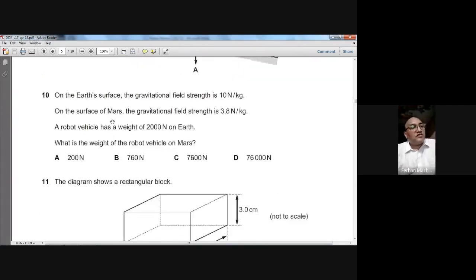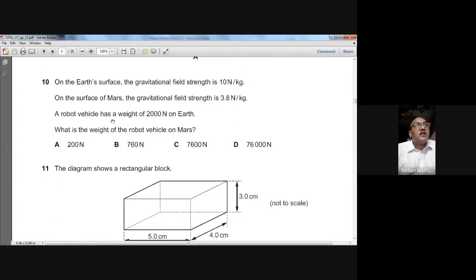Okay, the next question on your screen is question 10. On the Earth's surface, the gravitational field strength is 10 Newton per kg. On the surface of Mars, the gravitational field strength is 3.8 Newton per kg. A robot vehicle has a weight of 2,000 Newton on Earth. What is the weight of the robot vehicle on Mars?